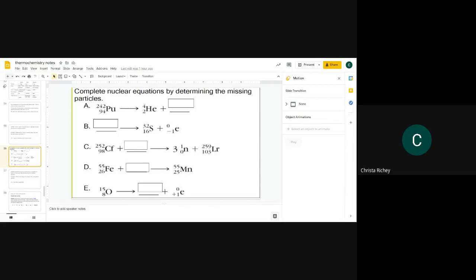Alpha is the one you can block with paper. Beta is either wood or aluminum foil, and then gamma is either lead or multiple feet thick of concrete. So if you did not look at the gallery walk thing from yesterday, which is still open, the top link is the slides, and the bottom link is this. If you're doing it on paper, you can just use this and follow along with it. Otherwise, you're going to have to open up 2 tabs and go back and forth.